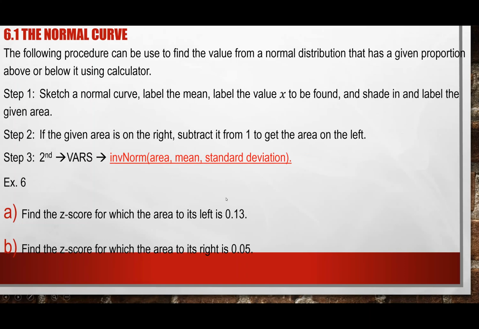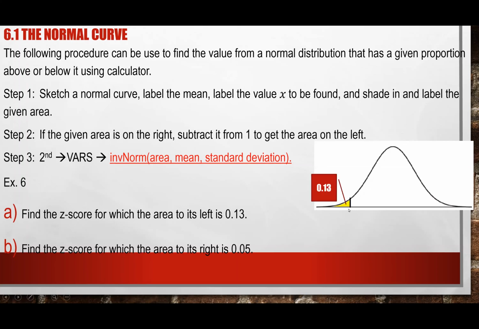So looking at this, like I mentioned to you guys yesterday, what you want to do is sketch your item. If you sketch your item, as you can see, this is our normal bell-shaped curve. And if we sketch this item, do you agree that this is what they give me, they give me 0.13.